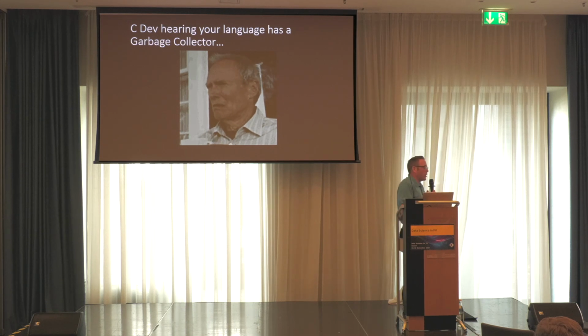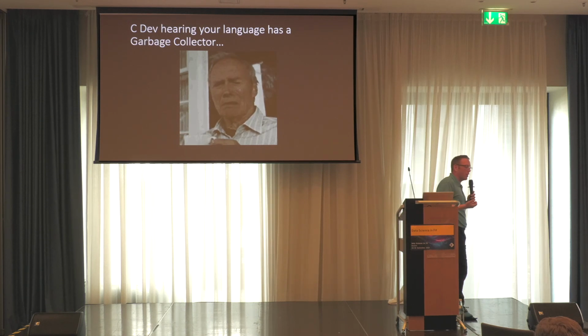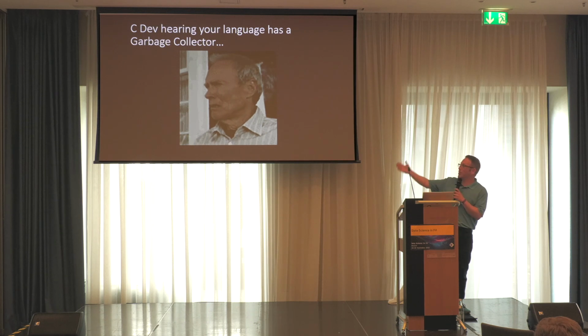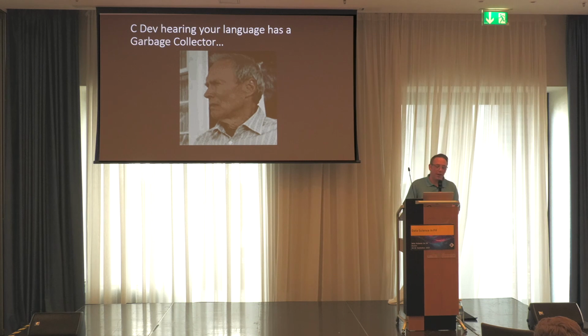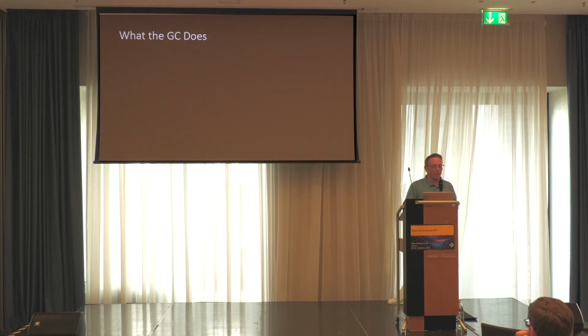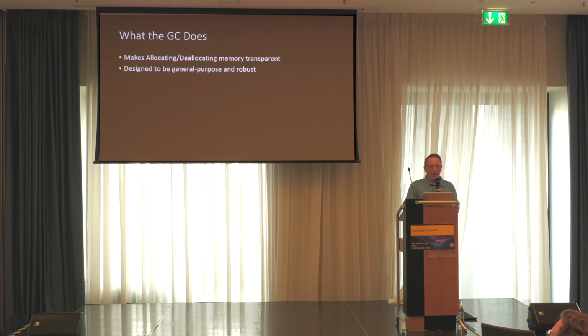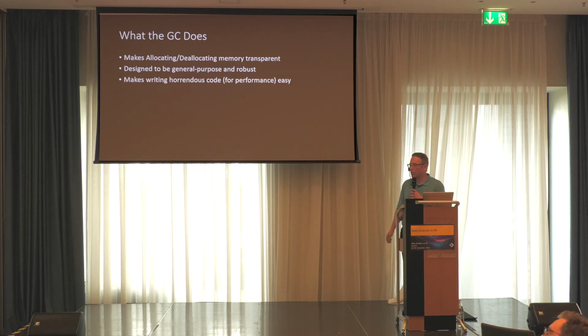Now, here's one of the challenges that we have to deal with. The .NET runtime has a garbage collector, and as you see, here's the C dev looking at us in scorn for having a garbage collector. And let's talk about what the garbage collector does. Well, it makes allocating and deallocating memory transparent to us. We rarely have to think about it. It is designed to be general purpose and robust, which makes writing horrendous code in the context of performance easy.